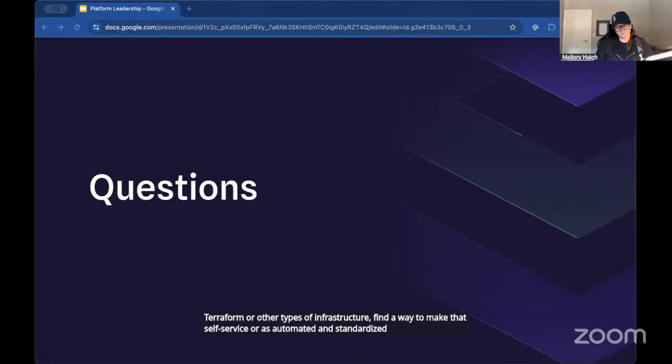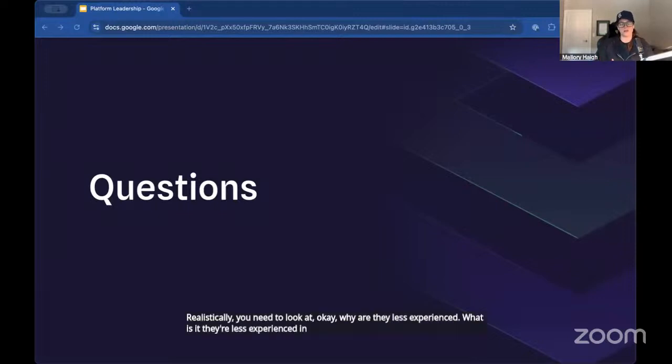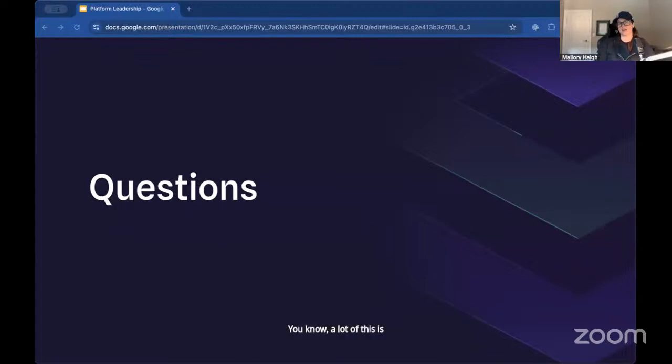Lots of options there. Realistically, you need to look at, okay, why are they less experienced? What is it they're less experienced in? How can we enable them to either bypass that fact and not need to get that experience, or transition them into naturally thinking or learning that way? So remembering, a lot of this is about change management and culture, and it's really about asking why. So do that a lot.